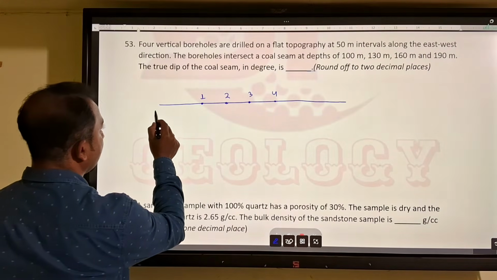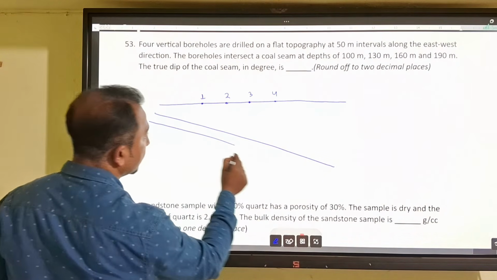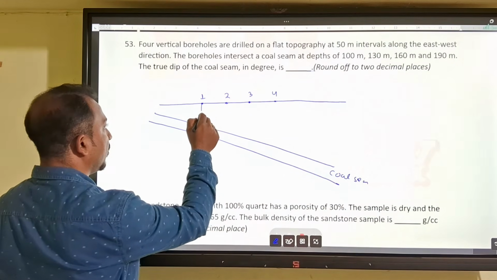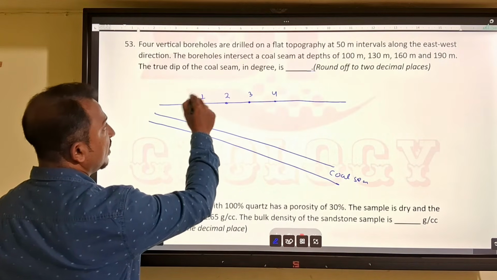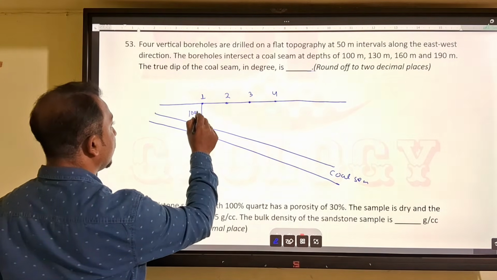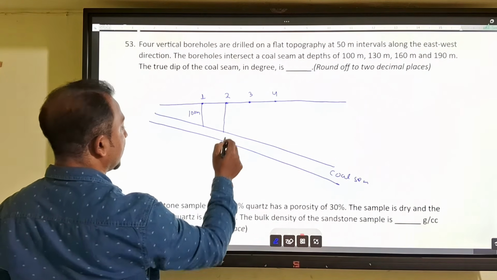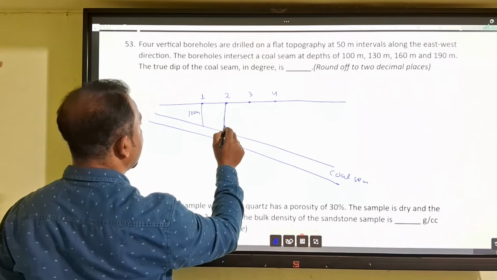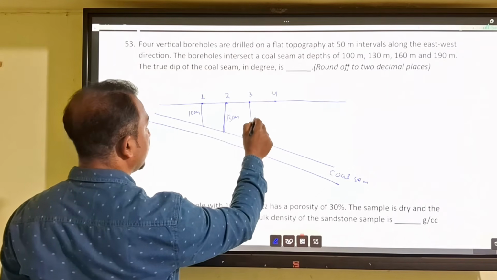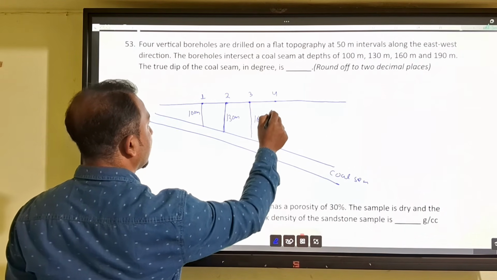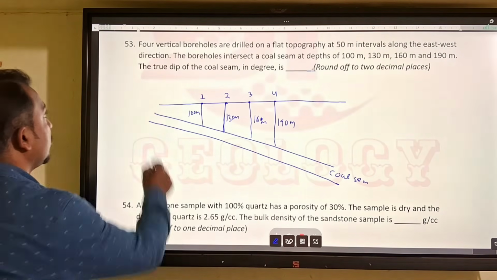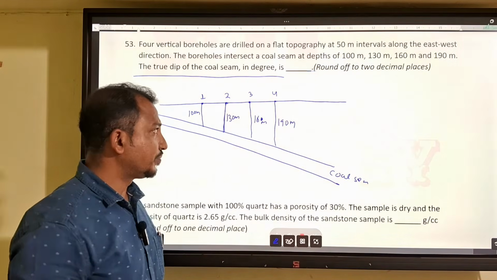So suppose this is our coal seam. When we put the borehole, at one place it intersects at a depth of 100 meter. For the 2nd place it intersects at a depth of 130 meter. For the 3rd place it intersects at a depth of 160 meter, and for the 4th place it intersects at a depth of 190 meter. So you have to calculate the true dip of the coal seam.